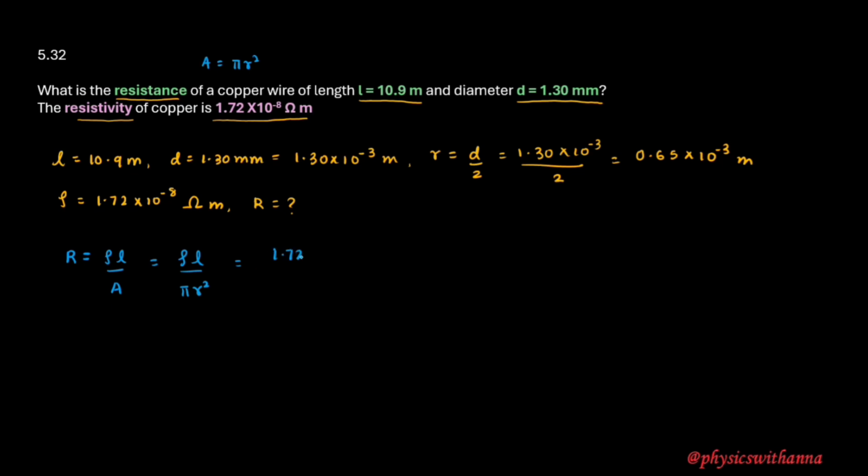Rho is 1.72 times 10 to the power negative 8. L is 10.9 over pi. And then we have R, which is 0.65 times 10 to the power negative 3 squared. Whenever you have a term which is multiplied with another, make sure you take the square using brackets so that both terms are included within the square. After you solve this, you get the resistance of the wire to be equal to 0.141 ohm.